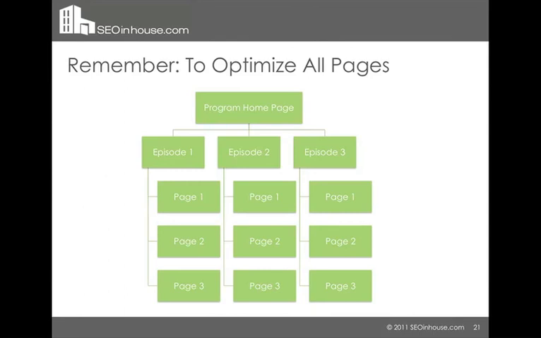Once you've identified all of the pages you want to create and all the keywords you want to target on those pages, you want to make sure that you're also thinking about the entire site for the particular program, each episode, and each page related to the episode. So this is a diagram of an information architecture of maybe one section of your site. And so you want to make sure that you're thinking about all of the pages. So when you figure out what keywords you want to target, think about all of the pages that you're going to write about a given particular episode or program and optimize them all.